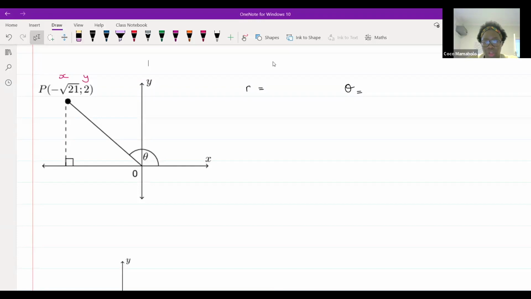Okay, yeah. So we know that r is actually the hypotenuse of this triangle that they've given us, right? Can we find r? Are we okay to find r? Yes, right, because we know that if this is the x value, that means over here we've got the square root of negative 21. And if that's the y value, that means the distance from here to there, that is 2, right? So we can find that.